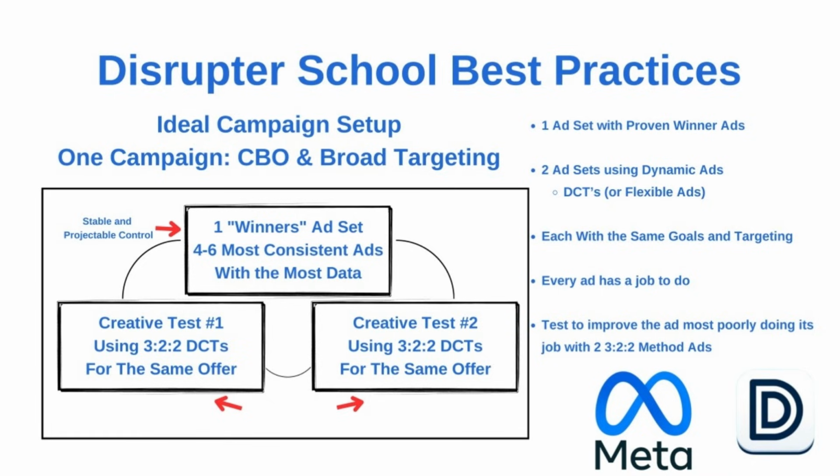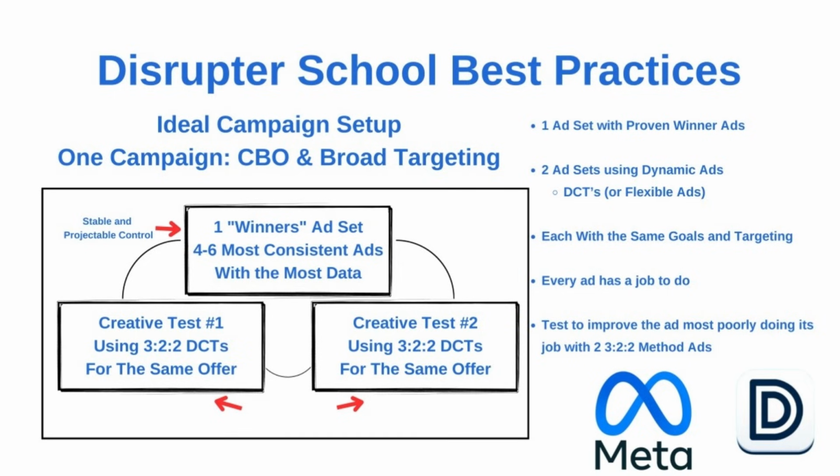We also want to have 2 ad sets using 322 DCTs, all for the same offer, running alongside it. This basically allows us to leverage the scientific method. We have a control, and then we are running a test against it. And that test is being run as an A/B test, so that ultimately we have a control element, and we can understand not only whether this test wins or loses, but which one does better. That is how we move things forward.